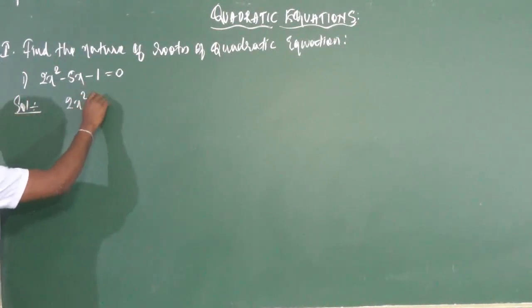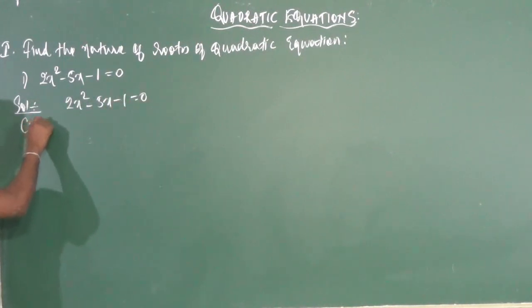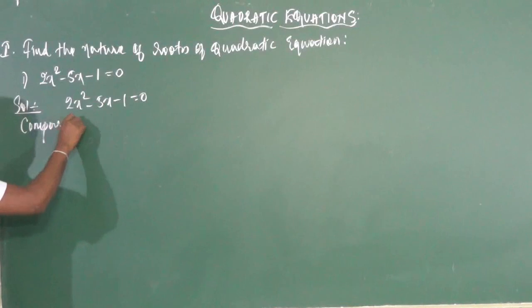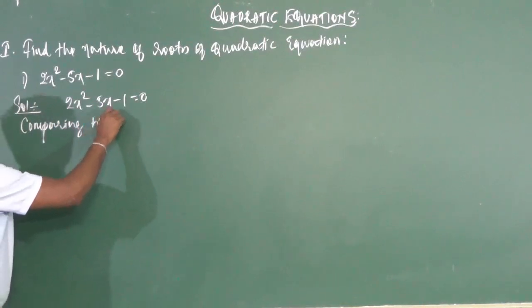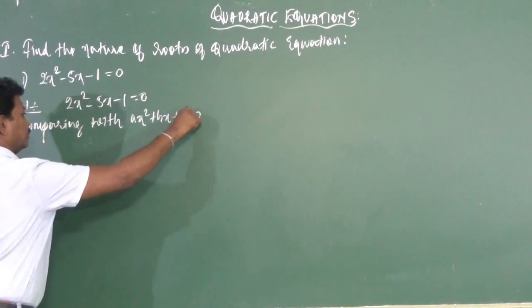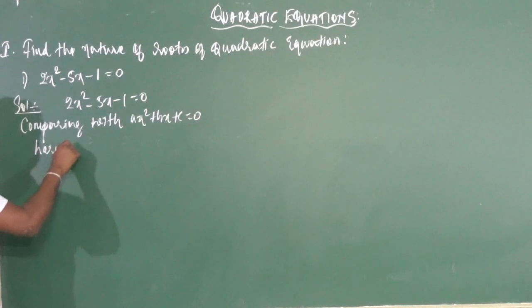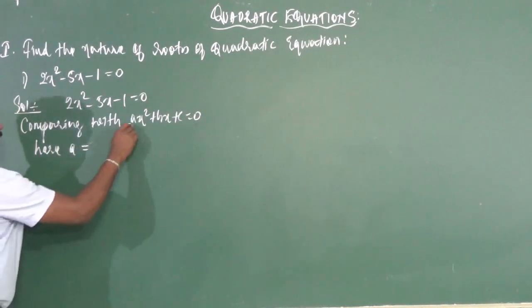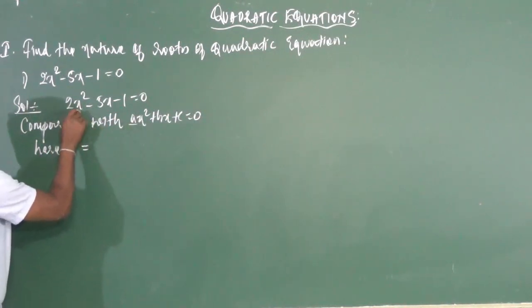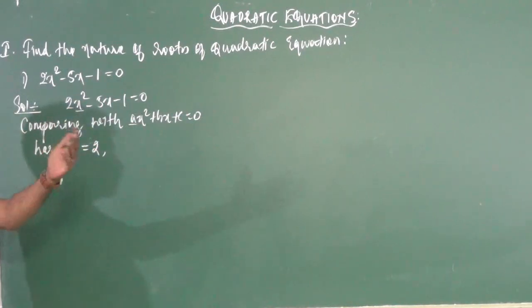2x square minus 5x minus 1 is equal to 0. So comparing with ax square plus bx plus c is equal to 0, that is the standard form. So here a value is 2. a is the coefficient of x square. Here the coefficient of x square is 2, so a is equal to 2. That's all. You have to compare.